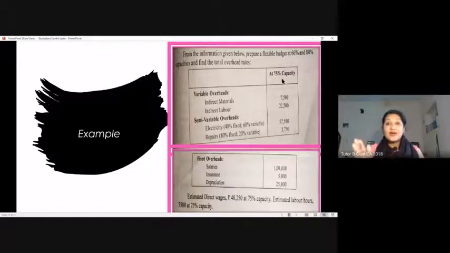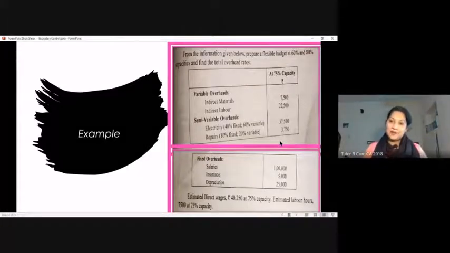Now we are given only the normal, what we anticipate, that is 75% capacity. This is actually the concept of fixed budget. Now we are asked to prepare a budget on the concept of flexible budget, so you have two other options which will support your budget. Now, looking at the expenses, you know that indirect material expenses and indirect labor expenses are being given.